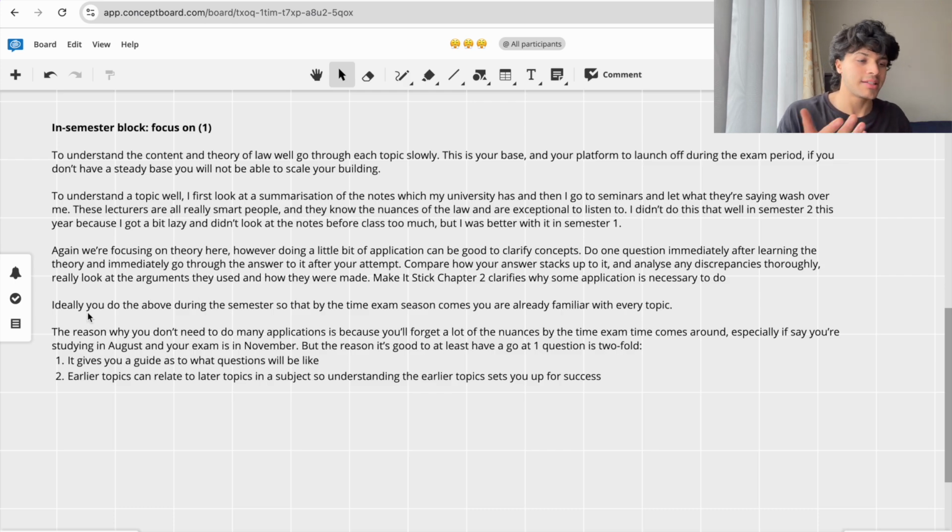So yeah, like I said, ideally you do the above during the in-semester period, so by exam season you already are familiar with these concepts and every topic.